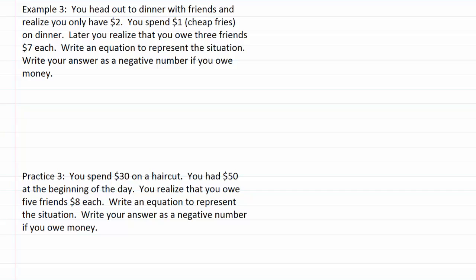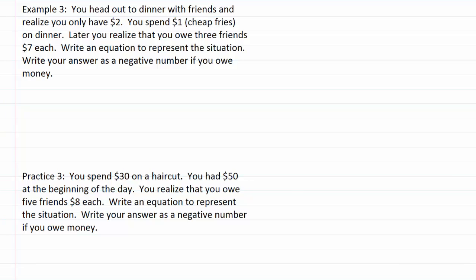I'm going to look at example 3. In example 3, it says, you head out to dinner with friends and realize you only have $2. You spend $1 getting some cheap fries on dinner. Later you realize that you owe 3 of your friends $7 each. Write an equation to represent the situation. Write your answer as a negative number if you owe money. So now I'm going to go through this and highlight the important information.